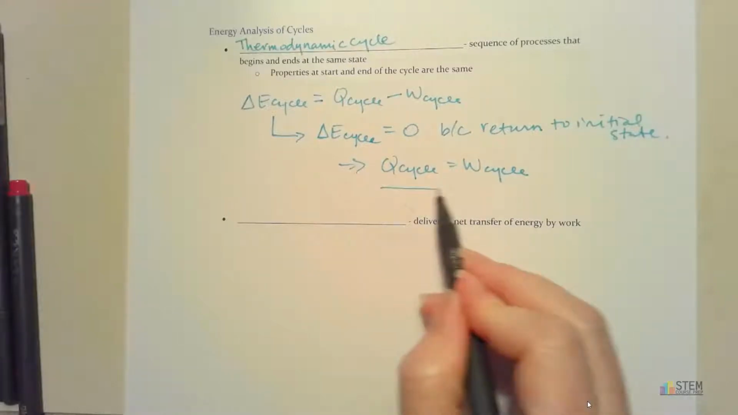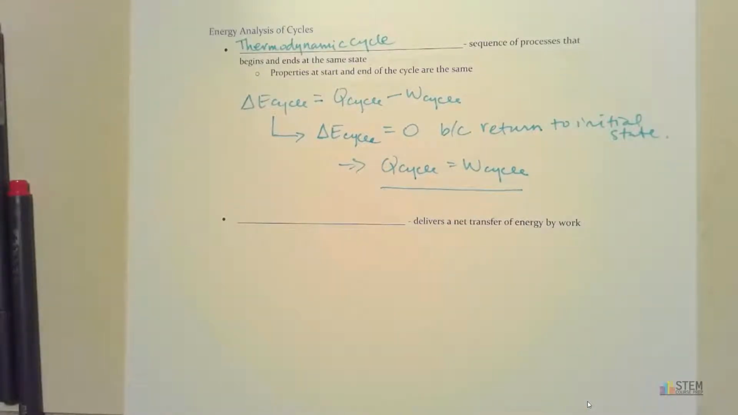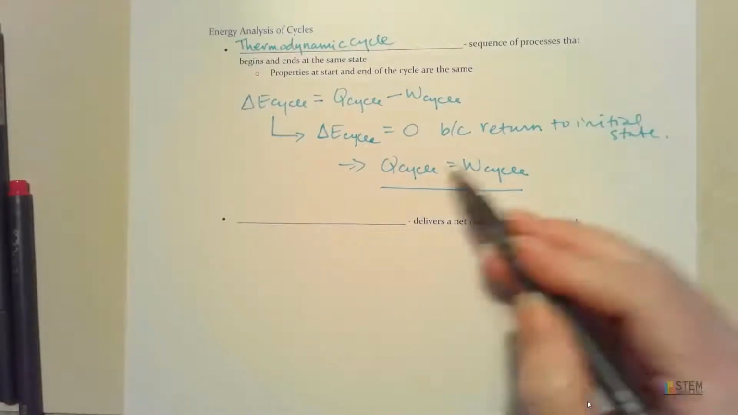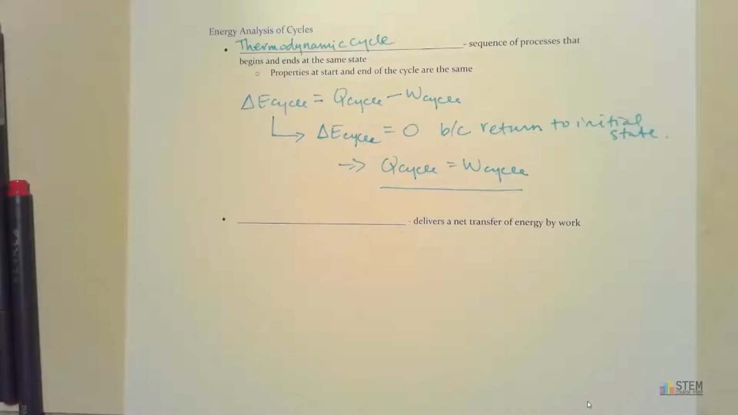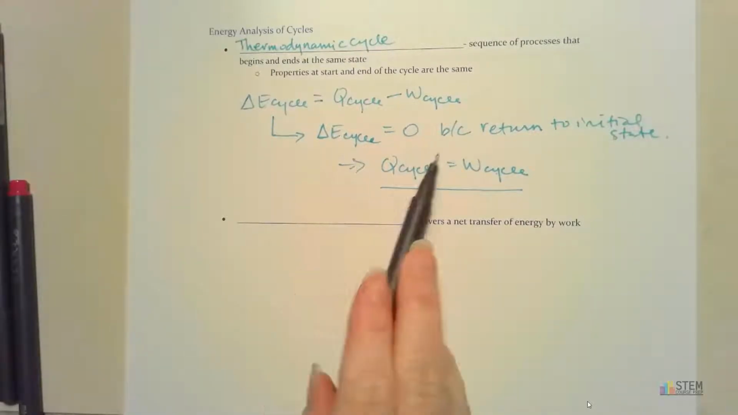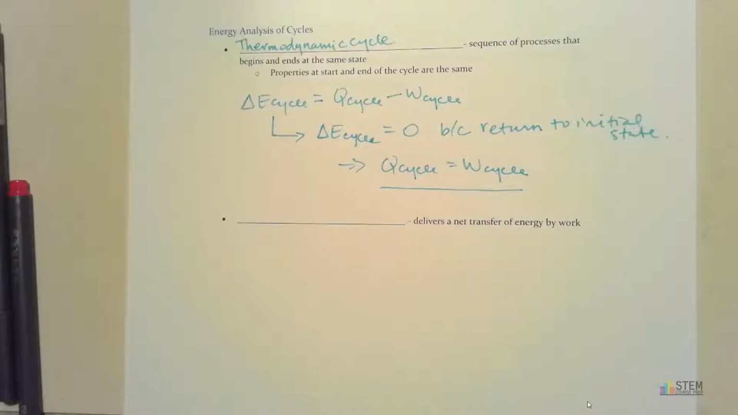Now, this is for a thermodynamic cycle. That's what we're talking about here. And thermodynamic cycle, if you hear that, it just means you start and end at the same place, and Q's got to equal W because your total change in energy has to be 0 because you're starting and ending at the same place. Okay, so that's what that one is.